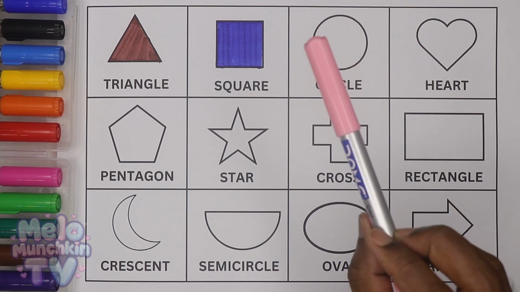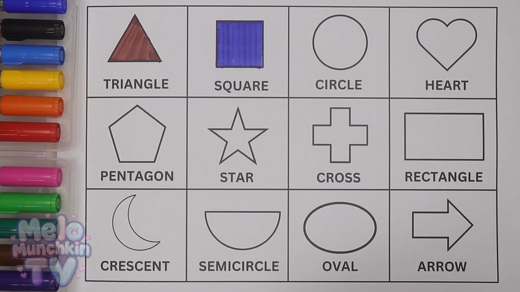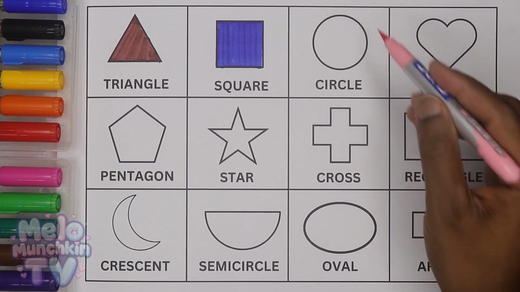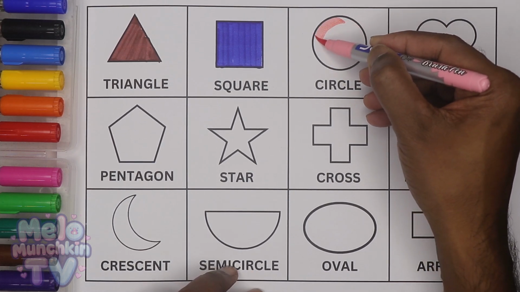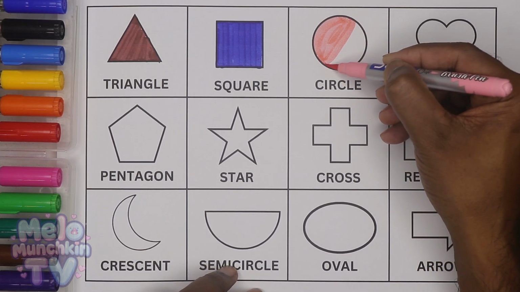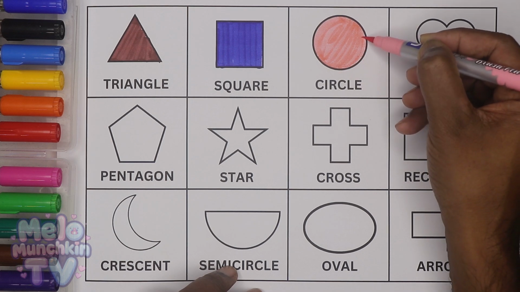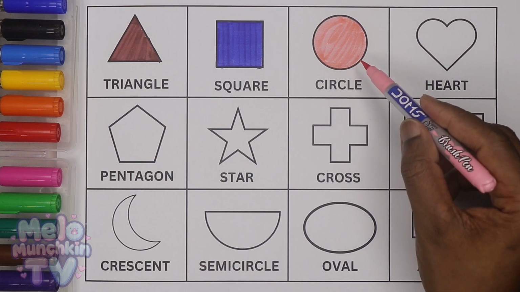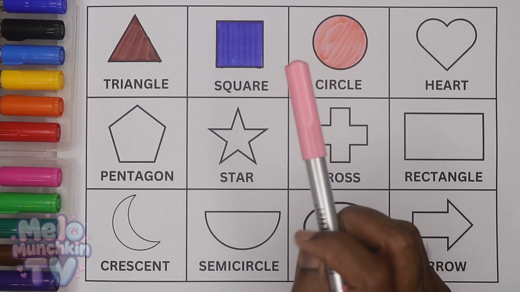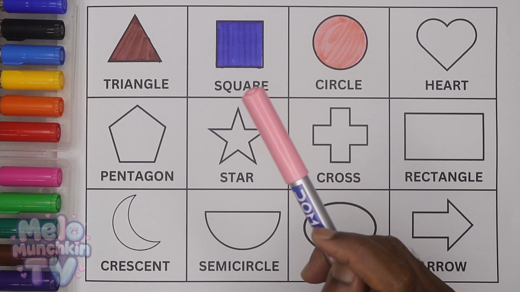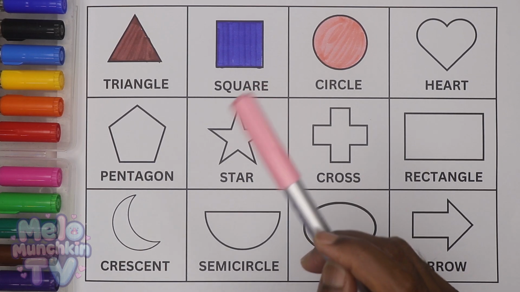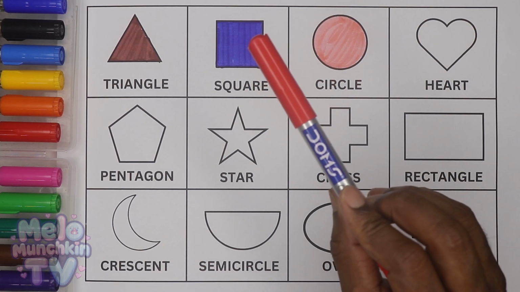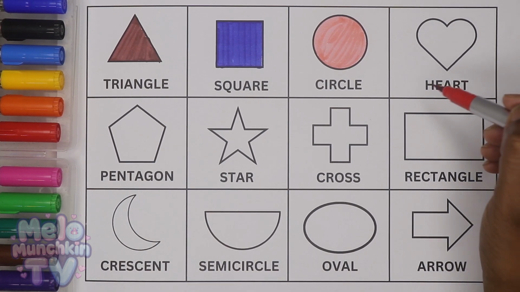Next I'll take baby pink color and color this shape. This is a circle. And which color is this? This is baby pink color.